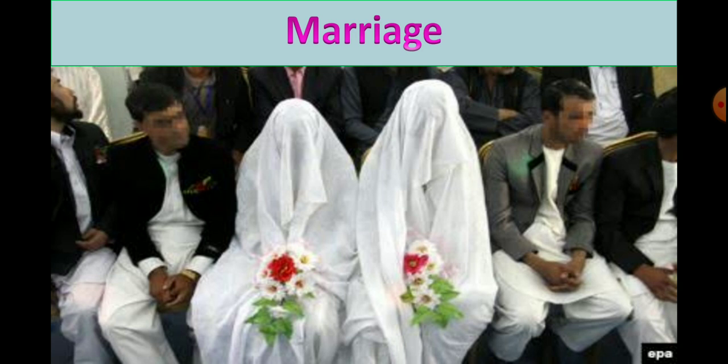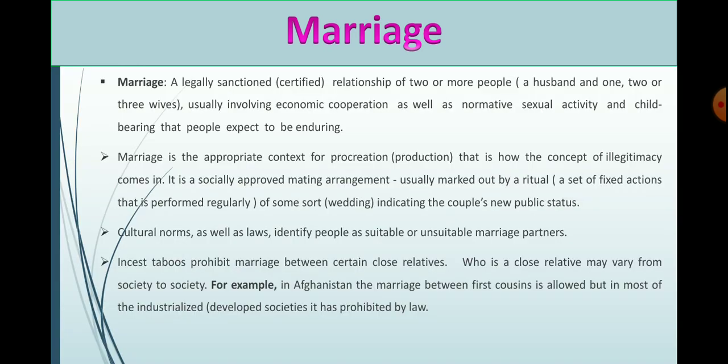Okay, marriage, عروسی, واده. What marriage is, what this picture says, or what this picture focuses on. Marriage is a legally sanctioned, or we can say certified, relationship of two or more people. For example, a husband and one, two, or three wives, usually involving economic cooperation as well as normative sexual activity and childbearing that people expect to be enduring. This is the marriage.